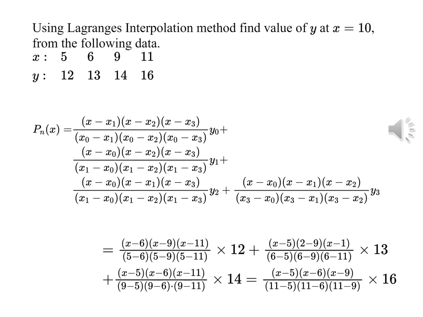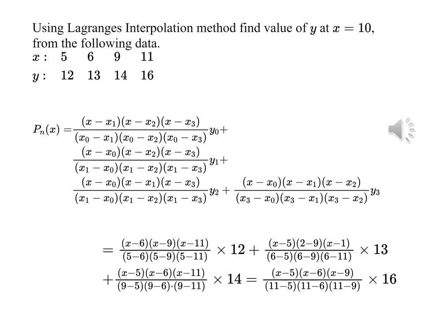In this example it is asked to find the value of y at x equal to 10, but it is not in the reading. See, in the reading x equal to 5, 6, 9 and 11 are given. Here it is clearly an unequal interval. So first of all 5, 6, then 9, then 11. So you can use the Lagrange method here. We need to find what the value of y is for x equal to 10.